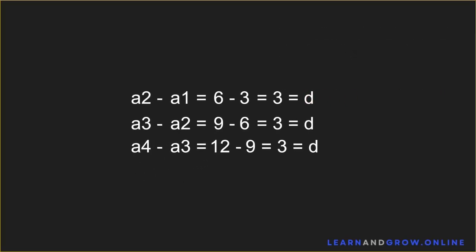So a2 minus a1 is 3, a3 minus a2 is 3, a4 minus a3 is 3, and clearly it has a common difference. And since you have confirmed this, this is indeed a harmonic progression, right? All you need to do is convert it to an arithmetic progression, see if it has a common difference, and it is indeed a harmonic progression.